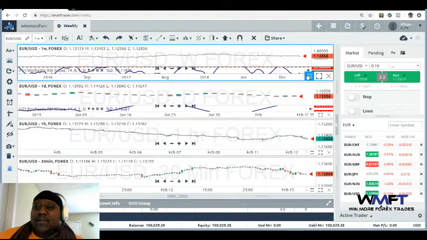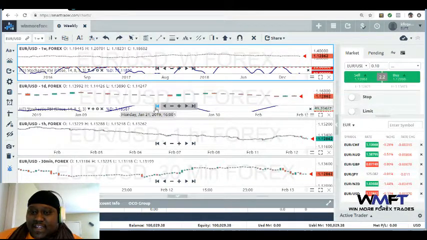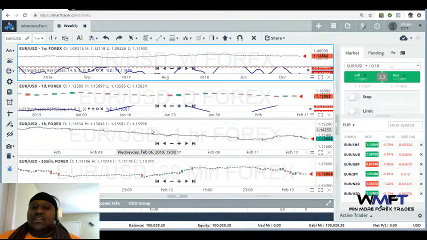Okay, weekly time frame, we use the weekly time frame for the direction. Our daily time frame is specifically for high and low prices, and our 1 hour time frame is what we're going to use for our entry strategy.